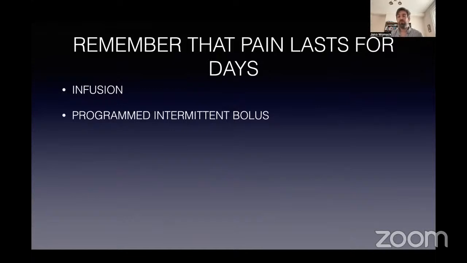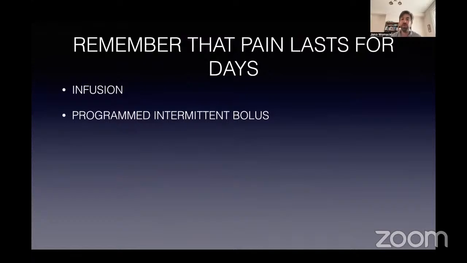There's two ways really to give an infusion, or to run medicine down a catheter. So the first is with an infusion. So that's what we do at my hospital, because we can't give a programmed intermittent bolus with our pumps. Programmed intermittent bolus is when, rather than a continuous infusion, the machine delivers a bolus of local anesthetic over a set period, every couple of hours.